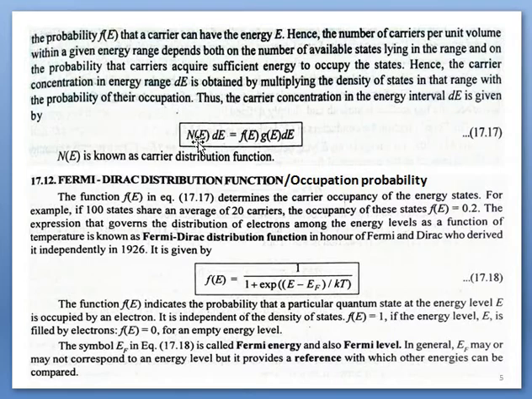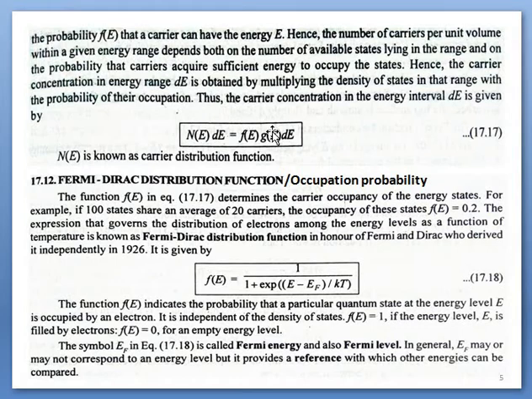Here Ne represents per unit energy. If you talk about the dE energy range, then it represents the number of electrons filled in the states in the energy range dE. In other words, Ne represents the carrier distribution function or electron distribution function. So how electrons are distributed.